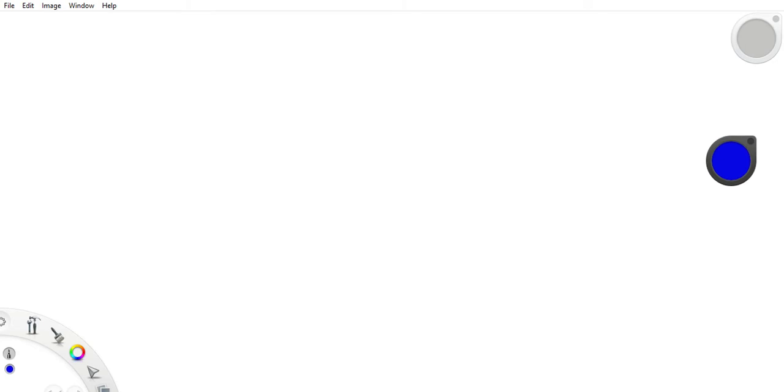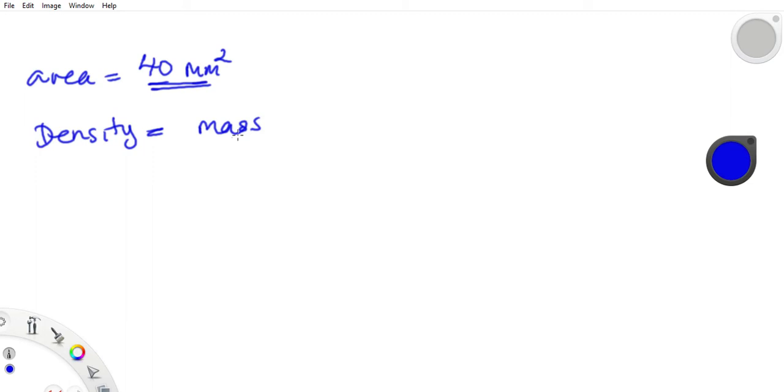We're just going to pretend I have an area of, let's say, area equals 40 millimeters squared. Now, if a question wants you to find out the mass, for example, we know that density equals mass over volume.